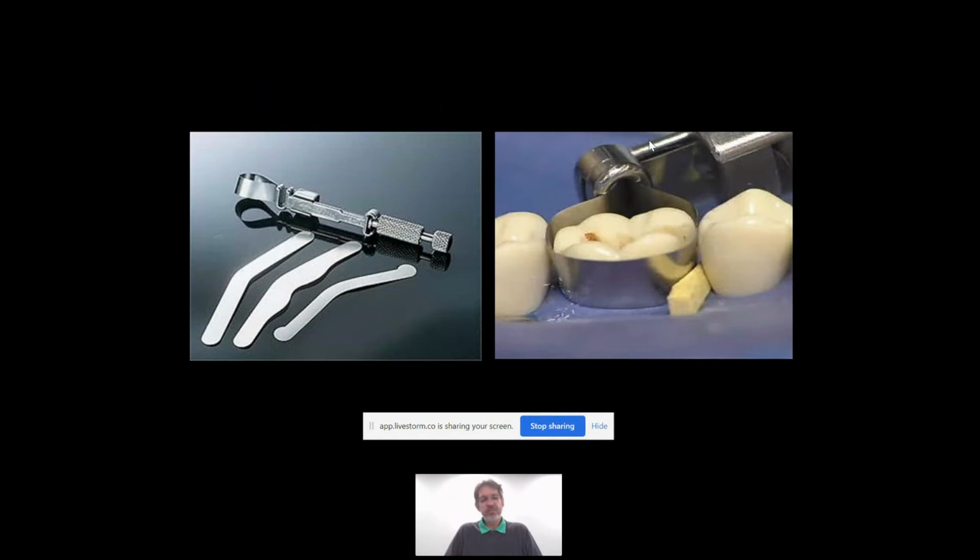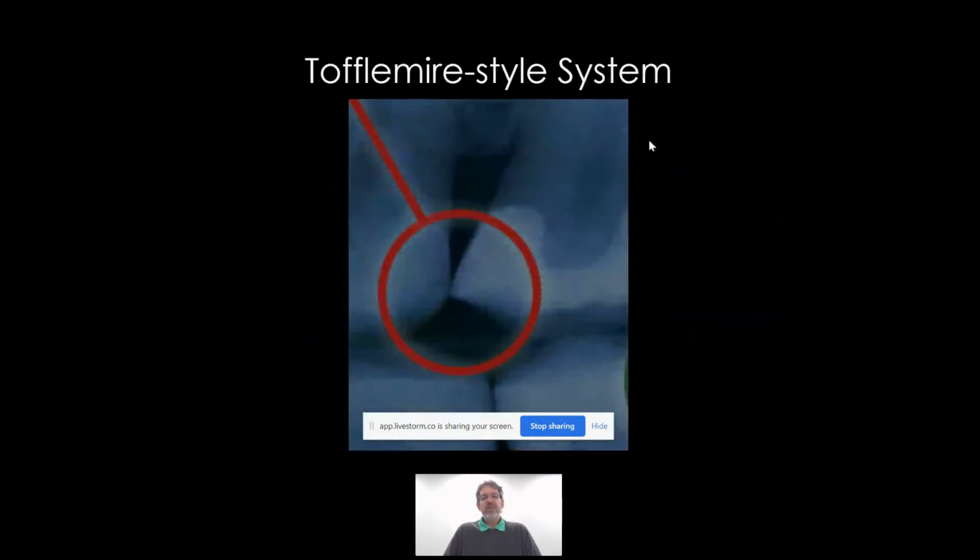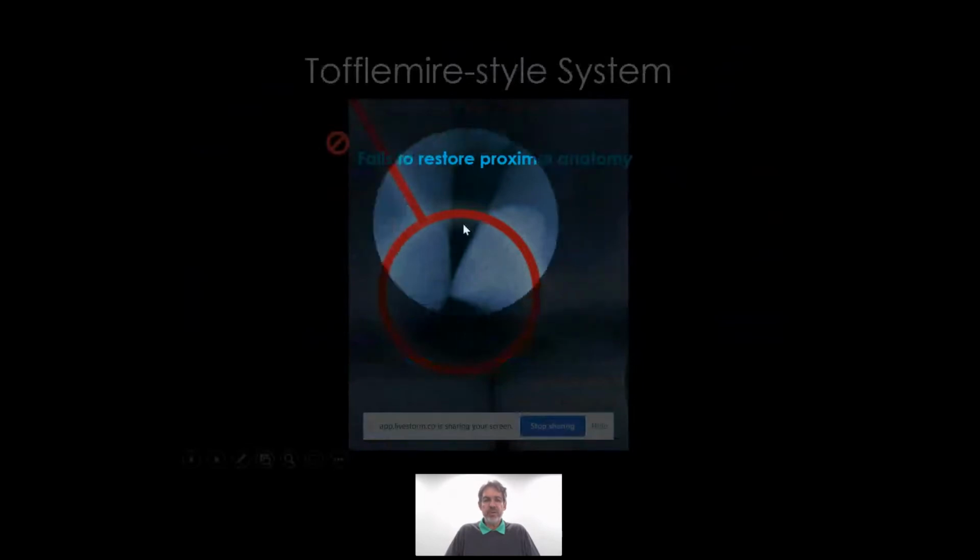And then for the assistant, one of the least enjoyable duties they have in the dental office is cleaning and then replacing the matrix band with a new matrix band. So typically when we look at a Tofflemire system on a radiograph, this is sometimes what we see: number one, it really doesn't do a good job of restoring that proximal anatomy.